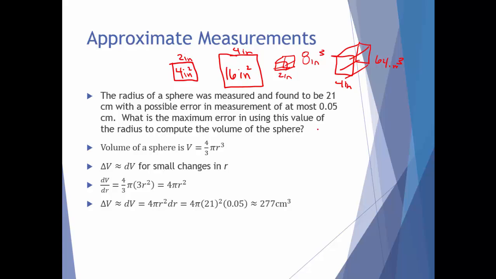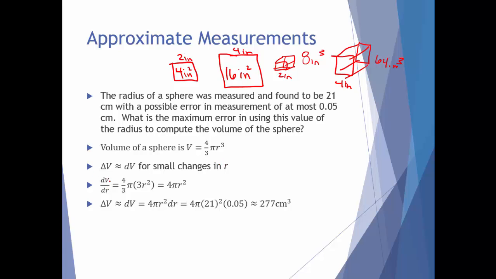If you've got an error of 0.05 on a 21 centimeter sphere, what is that going to do to the error in your volume? Okay? So we know that the volume of a sphere is 4/3 times pi times r cubed. If you didn't know that, you know it now. We are going to say that the change in that volume for that particular error is not exactly equal to dV, but it's approximately equal to dV, as long as it's only a small error.